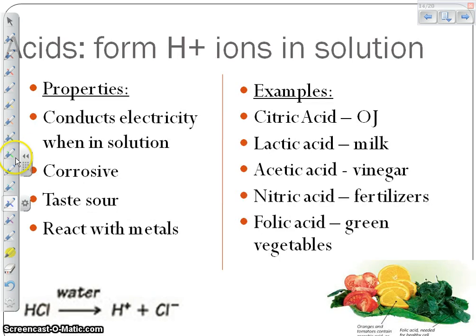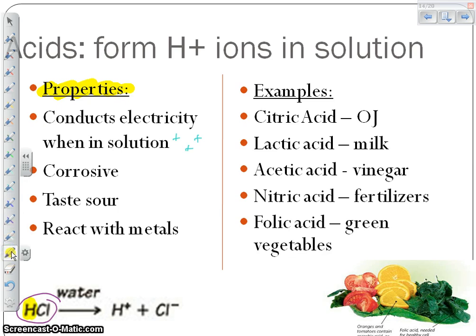When we look at acids themselves, we know that they happen to have very specific properties. Acids conduct electricity when they are in solution. So again, it's got to be in solution to be considered an acid or base. So when it's in solution, they're going to conduct electricity very well because you have all those positively charged ions all over the place. Acids are going to be very corrosive. They're going to taste sour, and they're going to react with metals. Okay, and hopefully you should be able to pick up the fact that this guy right here is an acid because of your initial hydrogen.